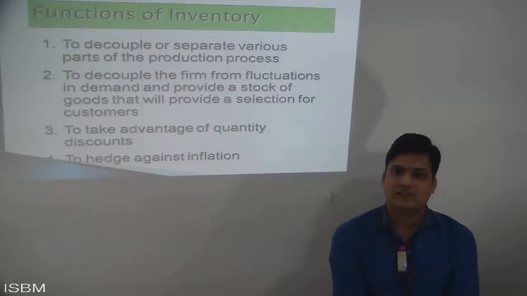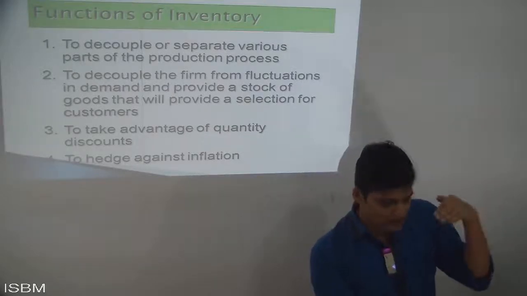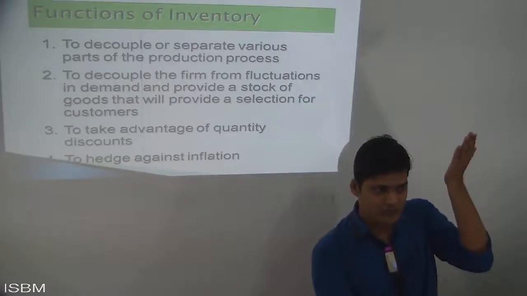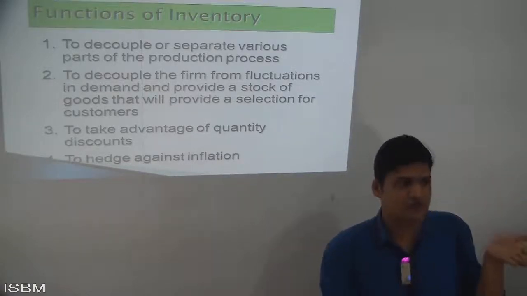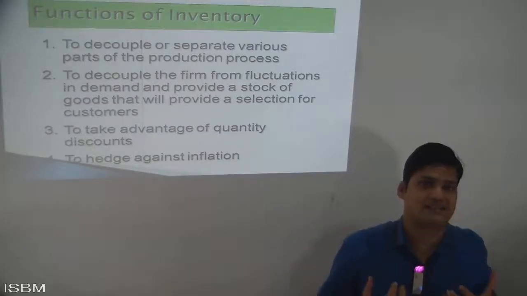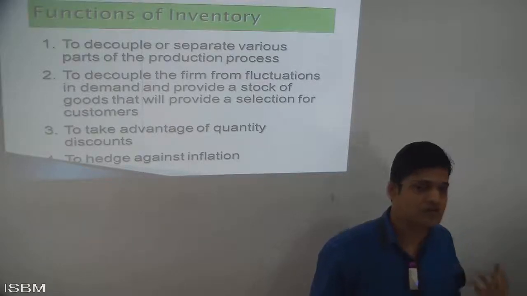Obviously there is a fluctuation in demand. Sometimes demand is too high, just like when festival season has come, demand becomes too high for each and every product, because a lot of sales are going on at that time. Customers are more enthusiastic to purchase products then, because they are getting some discounts on each and every product.